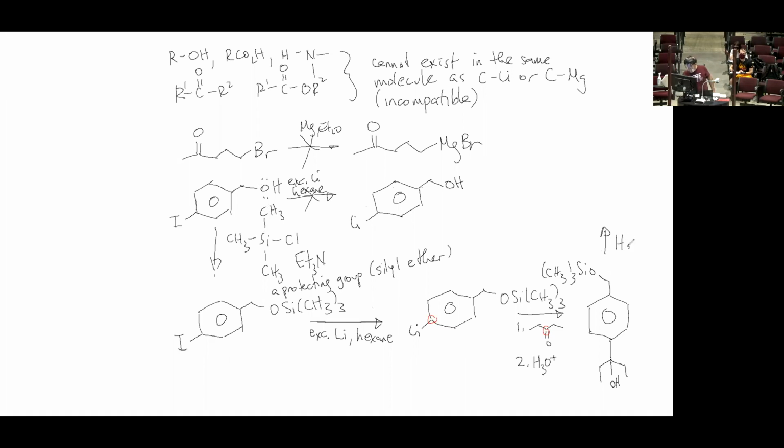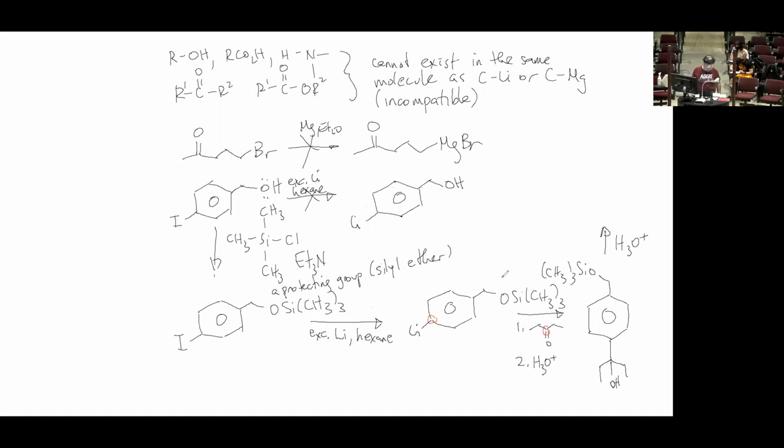And there are other protecting groups for alcohols also that we could have used. There are other silyl ethers. You can also use tert-butyl dimethyl silyl chloride. That's a pretty common one. Phenyl dimethyl silyl chloride is a thing. Triisopropyl silyl chloride is a thing. And they just vary in terms of how robust they are.